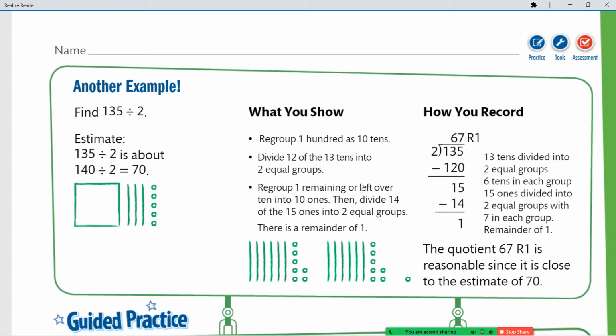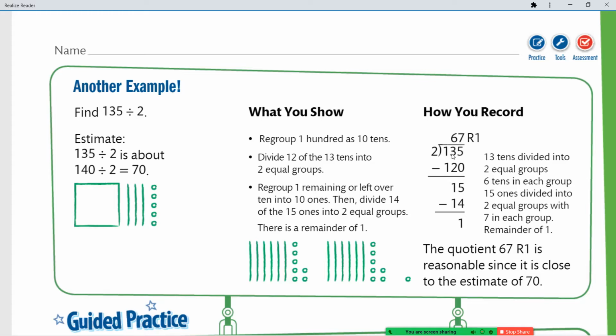So if I'm going to do my stacking and dividing, now I'm going to regroup my 100 into 10 tens. So now I have 13 tens because I can't do 1 divided by 2. Instead of one group of 100, because I can't share one group of 100 equally between two people, I need to break it apart.